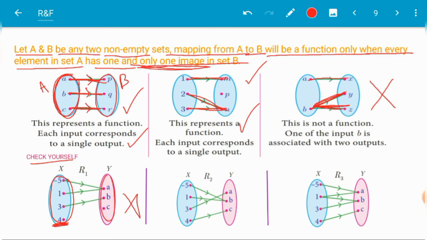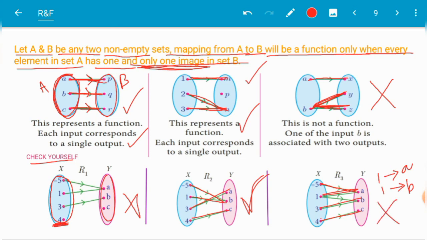Look at the second one. 5 mapped, 1 mapped, 3 mapped, all elements mapped. 5 is mapped to b only, 1 is mapped to b. So one element, one image only. 3 also one image, 4 also one image. So this is also a function. The first one is not a function, the second one is a function. Look at the third one. 1 mapped, 5 mapped, 3 mapped, 4 mapped. All 4 elements are mapped. 5 has only one image, 3 also one image, 4 also one image. But look at 1. 1 is mapped to a, and the same 1 is mapped to b also. 1 has 2 images. So it is not a function.